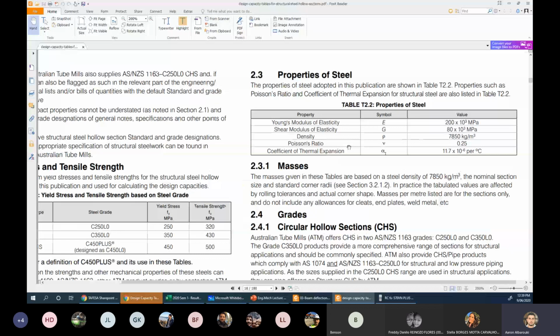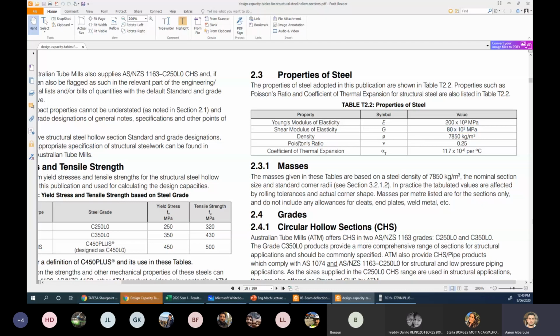These are the properties of steel, telling you that all the steel we are using in these tables has a Young's modulus of elasticity, or E, or elastic modulus, or modulus of elasticity, all the same thing, of 200 times 10 to the power 3 megapascals. This is the very common unit that we will use for all our calculations. The shear modulus, we will use in some formulas. That would be 80, which is usually about 40% of the elastic modulus.